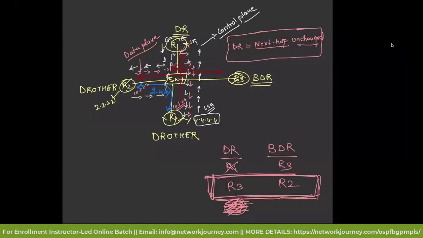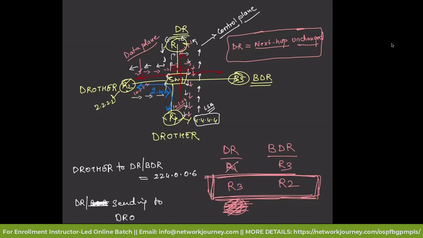And this election is going to happen via hello packets, because hello packets have all that information like your router priority, router ID and all that. One more thing: when DR others send LSAs to DR and BDR, they use the multicast IP 224.0.0.6. When DR and BDR send LSAs to DR others, they use 224.0.0.5. And in topologies where you don't have DR and BDR, only 224.0.0.5 is used.